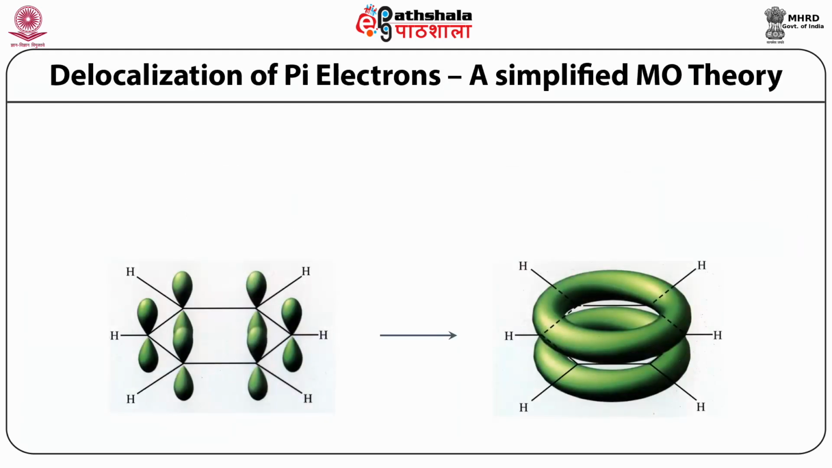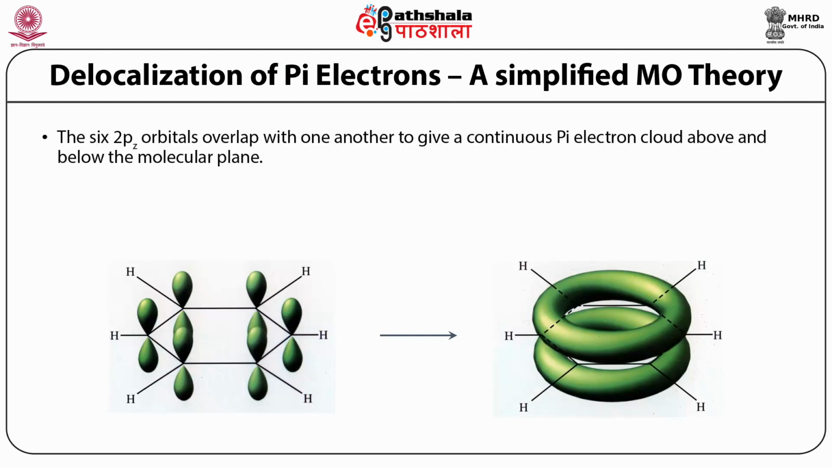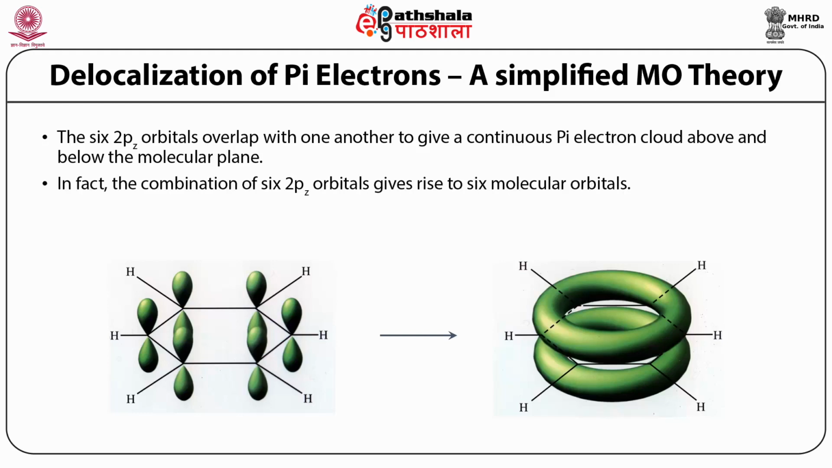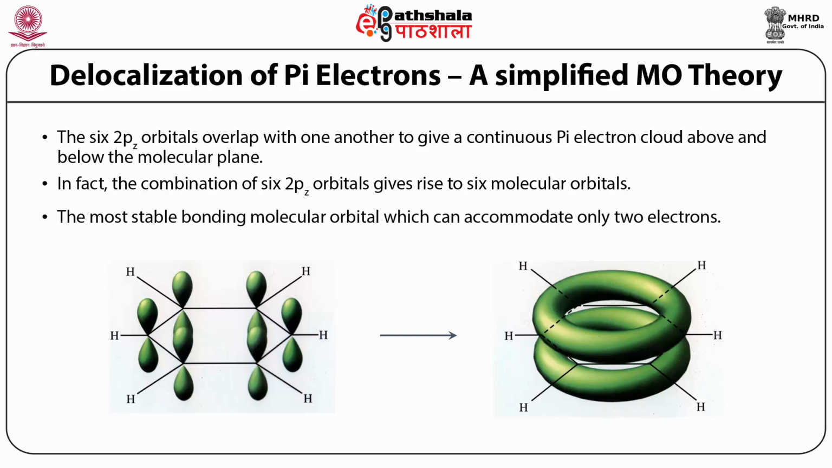Delocalization of pi electrons is governed by MO theory. Here there are 6 2pz orbitals which overlap with one another to give a continuous pi electron cloud above and below the molecular plane. In fact, the combination of 6 2pz orbitals gives rise to 6 molecular orbitals. The most stable bonding molecular orbital can accommodate only 2 electrons.